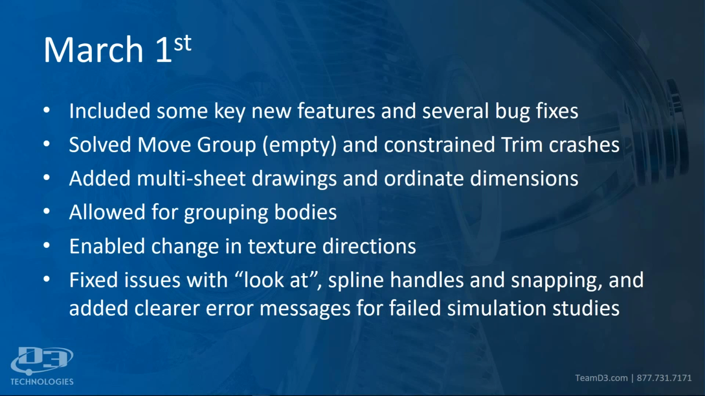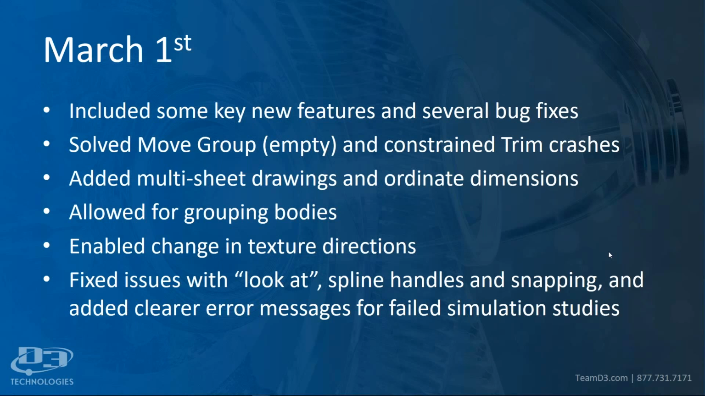They solved a move group issue. So if you had an empty group and you tried to move it, it would crash Fusion. And there was an issue with using trim on a constrained line. That trim wouldn't work. I'm not just bashing on Fusion here, but I think it's important to acknowledge the flaws in the software and see how rapidly the change came. And all of these problems were spotted and documented and voted on by users within the idea station.